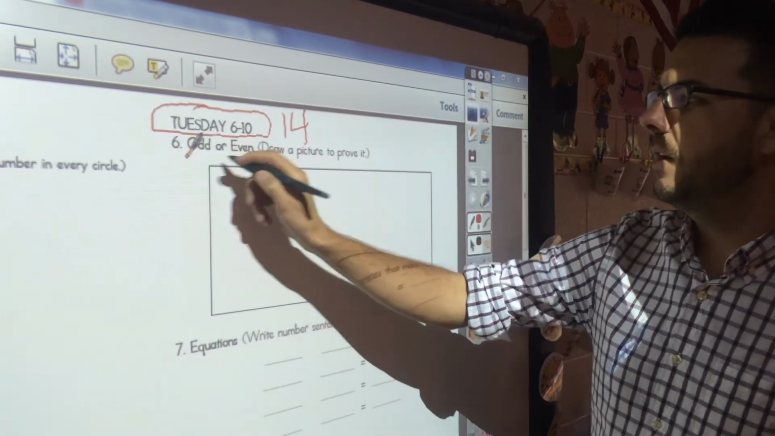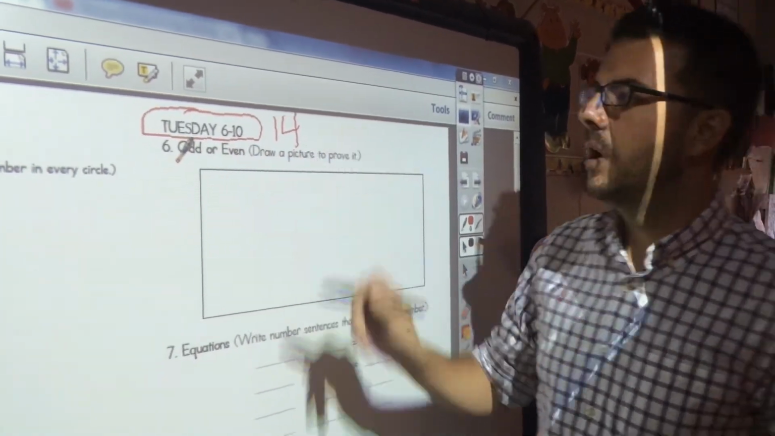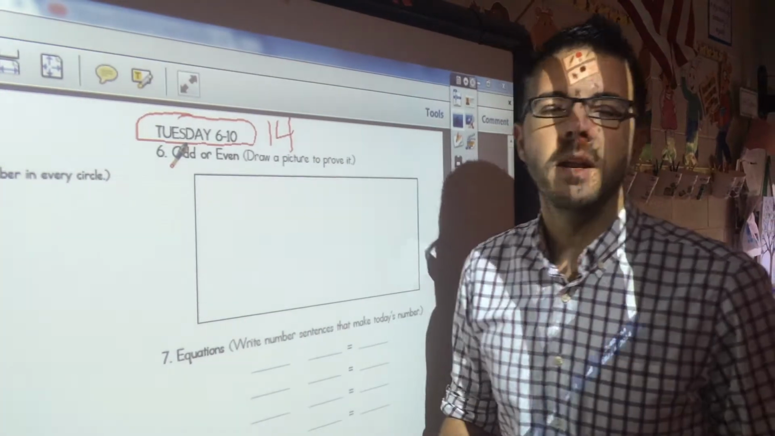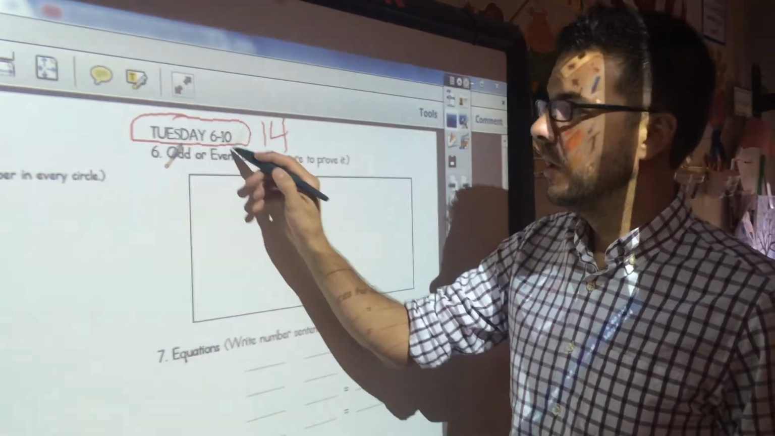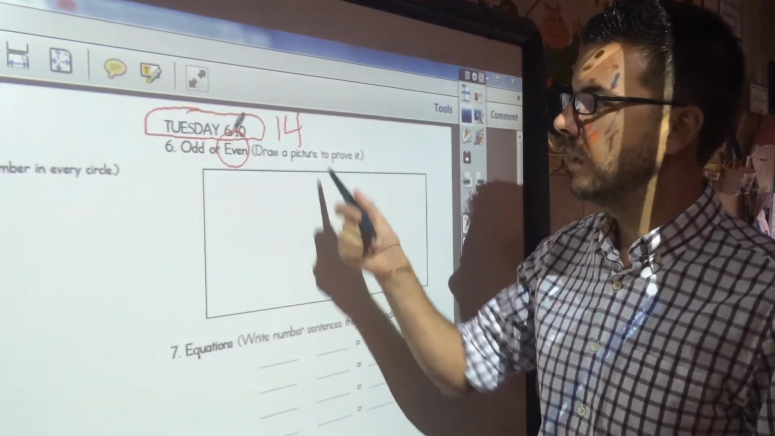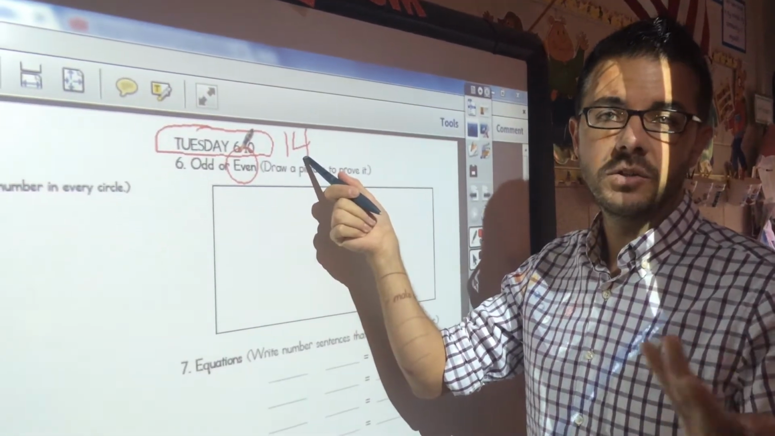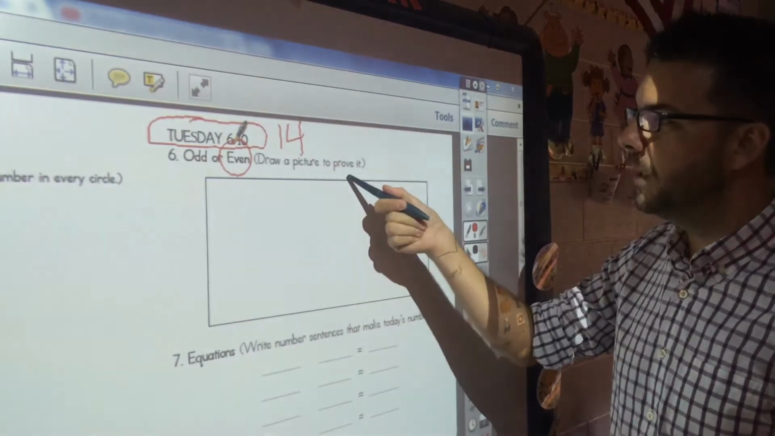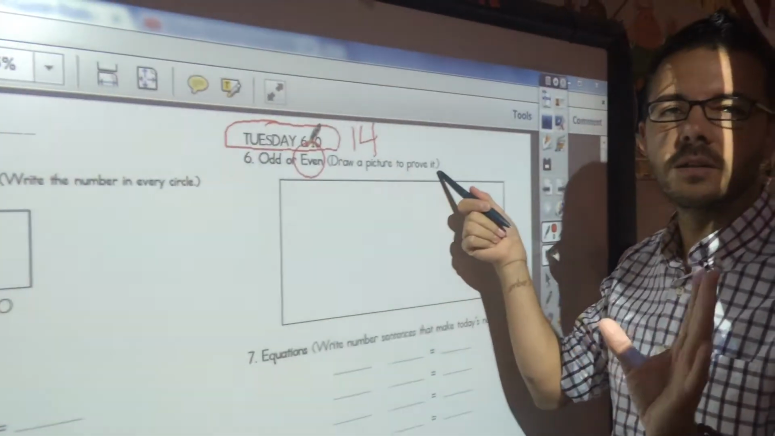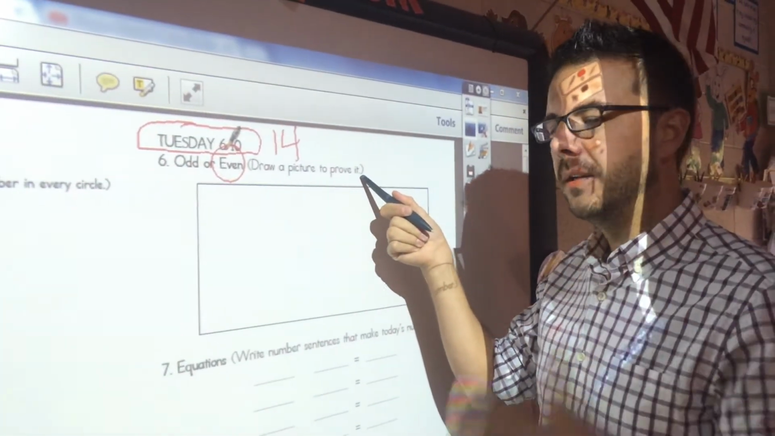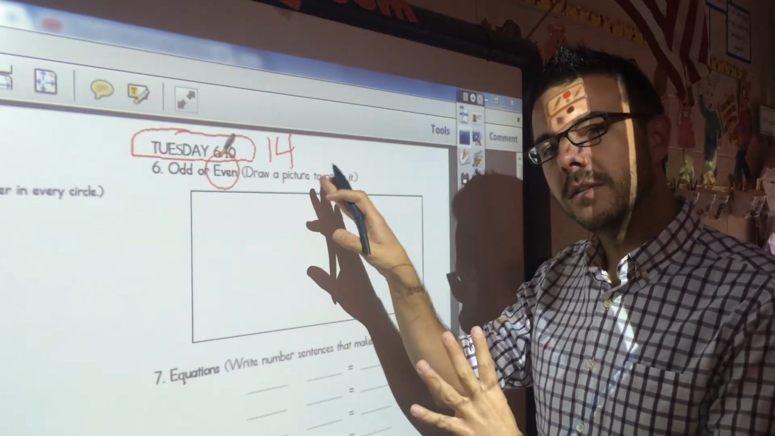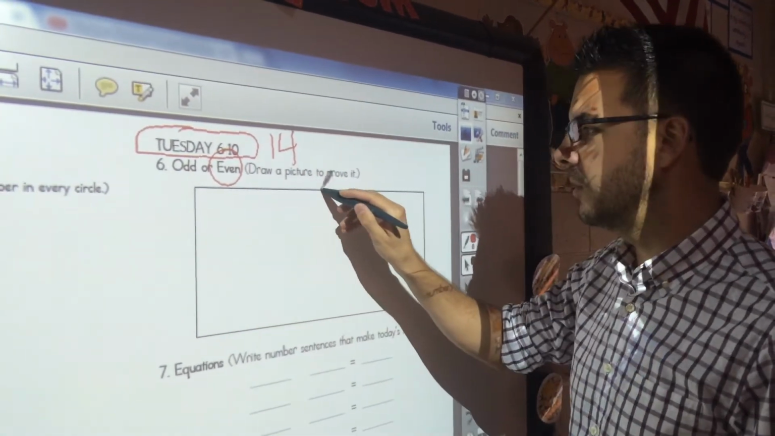So first it says odd or even, draw a picture to prove it. Well, most of your kids are going to know right off that 14 is an even number. So they're going to circle the word even because they know that in the ones place, 0, 2, 4, 6, 8 shows an even number. But drawing a picture to prove it is where kids get a little more caught up and get in the struggle. Not so much the smaller numbers, but when we get to the larger numbers.